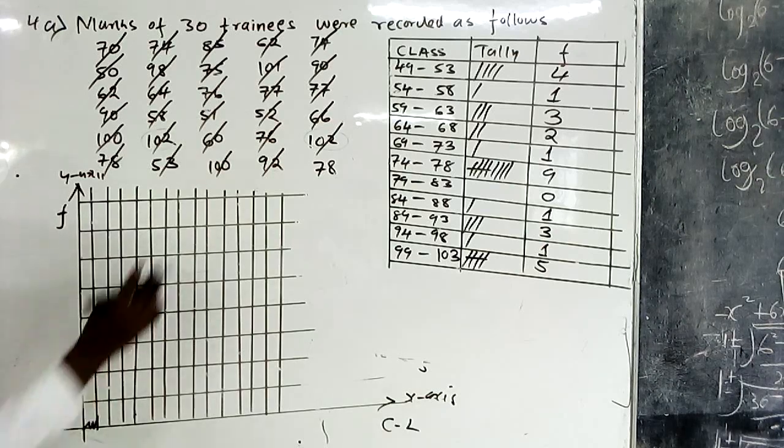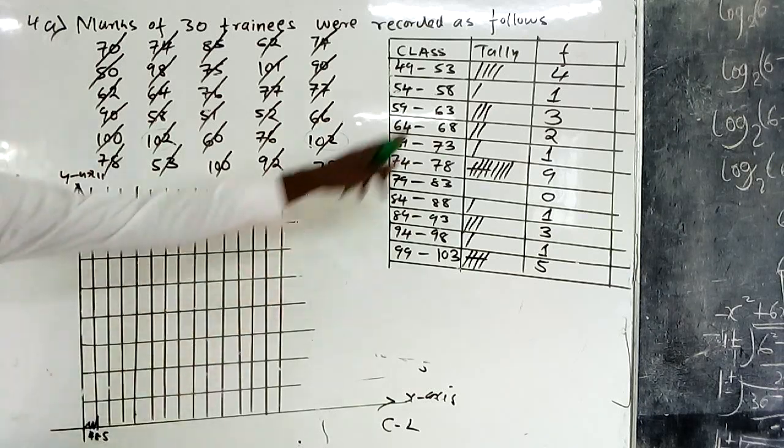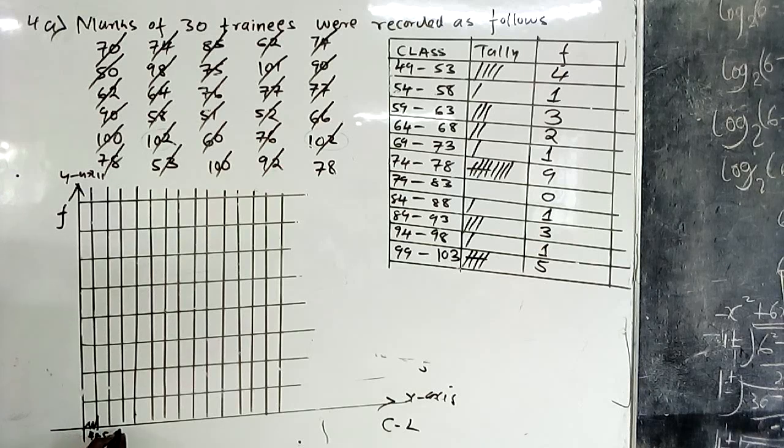If you break, you start with the first limit, which is 48.5. Then this other one, 53.5. I can skip that. Then I move to the next one, 58.5. Then I can skip this. After 58.5, I move to 63.5. 63.5 is this. I've skipped it. I'm marking this. Are you seeing?